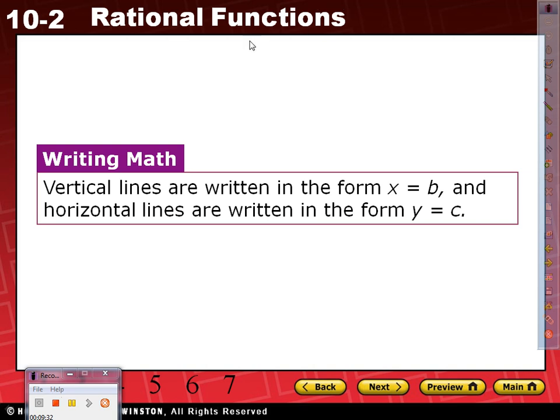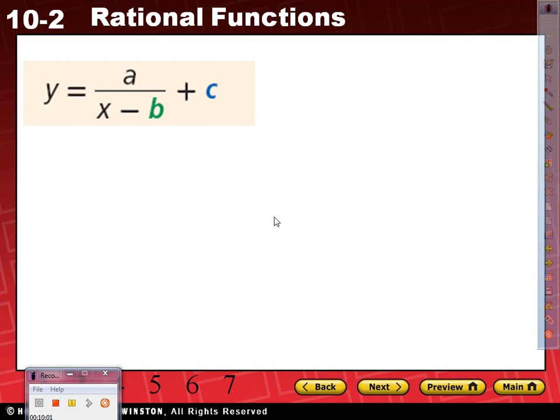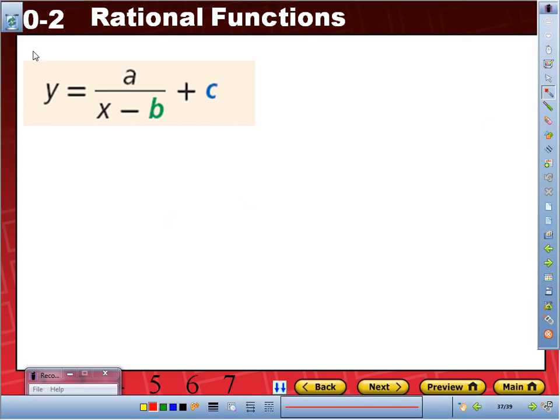There's an actual form for rational functions. Copy this down, please. Y equals A over X minus B plus C. On the left side. If it fits on the Q side, there. If not, as far left as you can on the note side. Okay? So Y equals A over X minus B plus C. And this is called the rational function form.